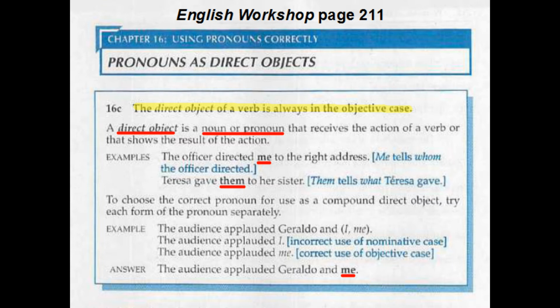To choose the correct pronoun for use as a compound direct object, try each form of the pronoun separately. The audience applauded Geraldo and, is it I or me? Let's separate it. The audience applauded I. Ooh, that sounds odd. The audience applauded me. That sounds better. The audience applauded Geraldo and me. It's not Geraldo, it's Geraldo and me. That's the correct object pronoun to use. Now what I recommend is that you know that Geraldo and me are direct objects in that sentence. And that's going to help you know to choose an object case pronoun, me.